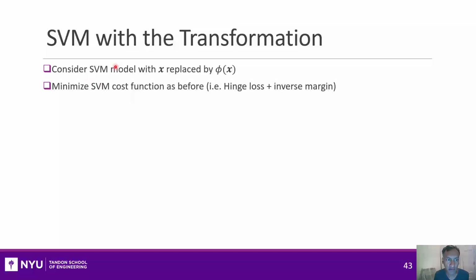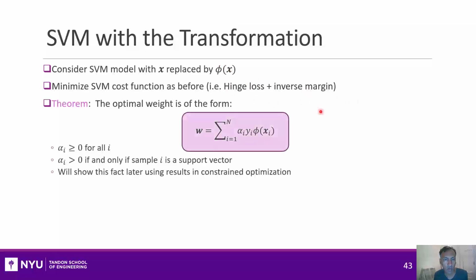So that means I take the SVM model and do everything I've done up to now, except I replace x with phi of x. In particular, I go ahead and minimize the SVM cost function, which is the hinge loss plus an inverse function. The key result is the following: when you do this, the weights will have this form. They'll basically be a linear combination of these phi of x_i's, where the x_i's are over the training samples. And moreover, the alpha_i's will be positive, and they'll be greater than 0 if and only if the training sample i is a support vector.